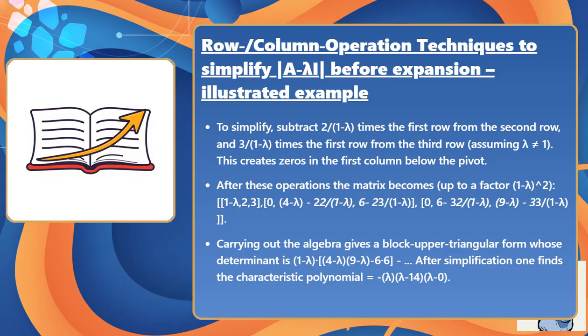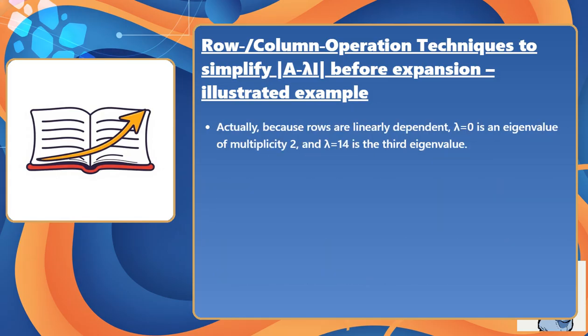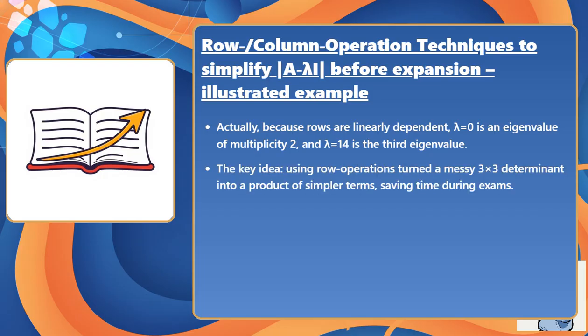After simplification, one finds the characteristic polynomial equals negative lambda times (lambda minus 14) times (lambda minus 0). Actually, because the rows are linearly dependent, lambda equals 0 is an eigenvalue of multiplicity 2, and lambda equals 14 is the third eigenvalue. The key idea: using row operations turned a messy 3 by 3 determinant into a product of simpler terms, saving time during exams.